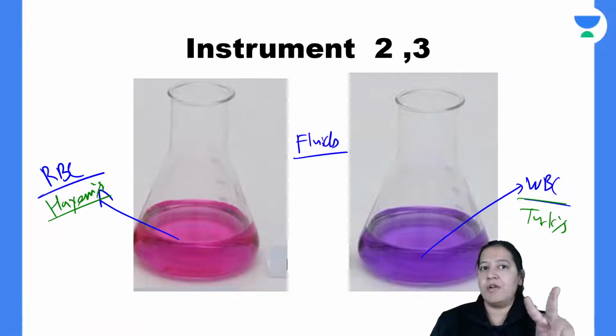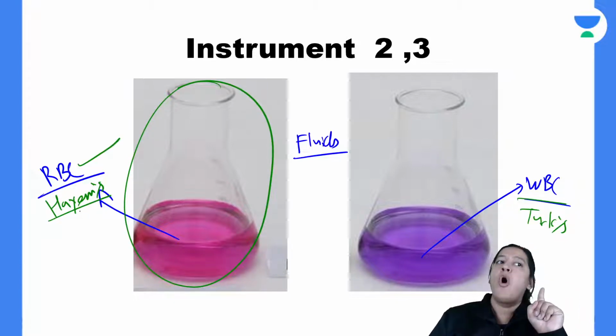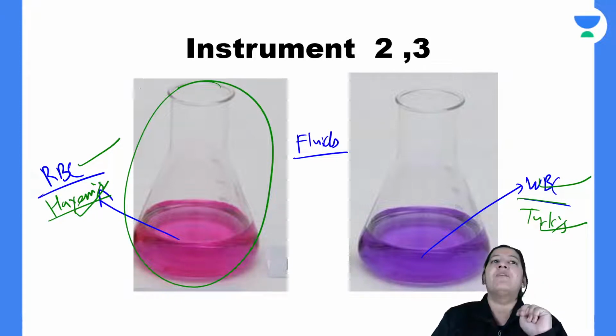So write both in your exam. If this is coming as a spotter, write both names. It is RBC diluting fluid, also known as Hayem's fluid. It is WBC diluting fluid, also known as Turk fluid. Then you will get 1 mark.